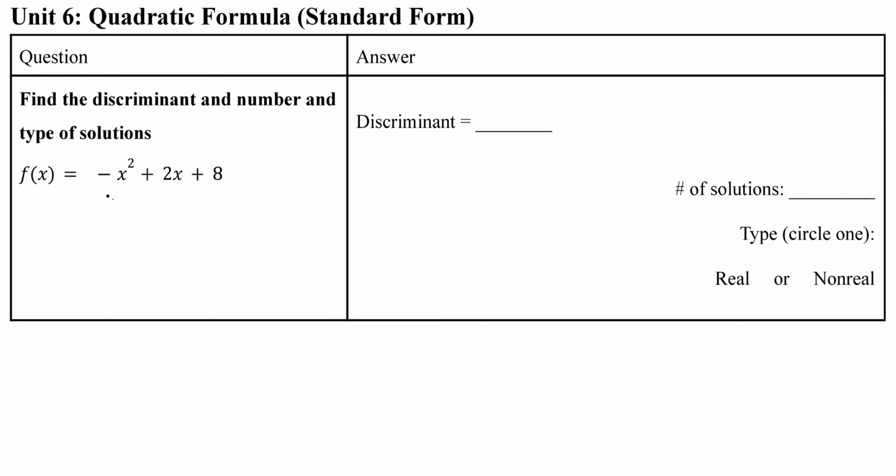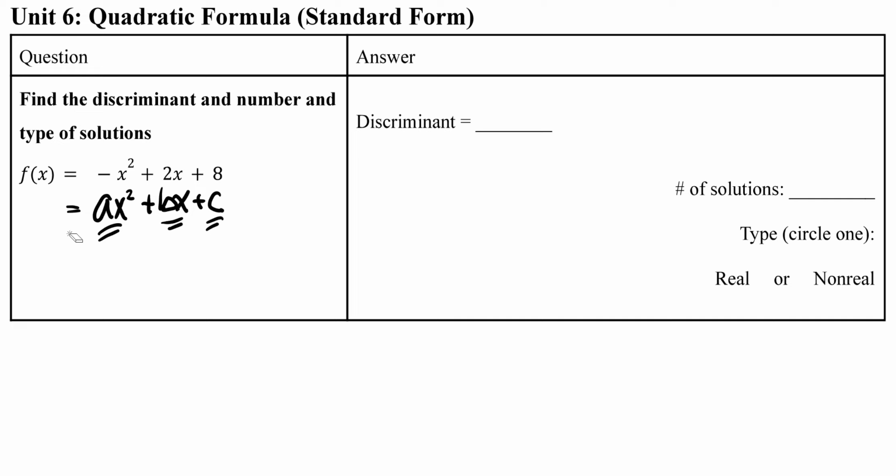Standard form is ax squared plus bx plus c. And that can be equal to f of x, it could be equal to y, it could be equal to 0. But it needs to be in this form so we can recognize what is a, what is b, and what is c. So the squared term is first, and then the x term, and then the constant. And so this is in standard form.